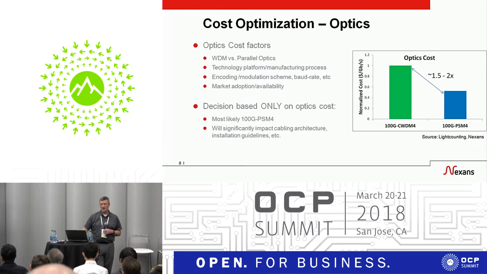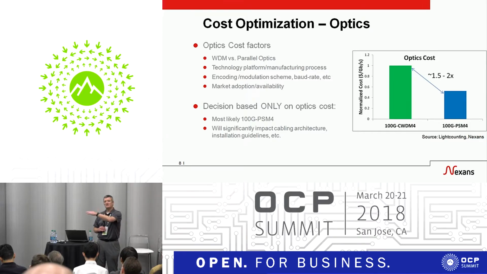If you look just at the optics here, what issues drive some of those costs? You're dealing with parallel optics versus wavelength division multiplexing. There can be encoding schemes that are put in there. There's also market adoption. So how available, what's the volume associated with that particular product? All of these things drive those price decisions. When we look at the data in the recent past, it would say that PSM4 is about 1.5 to 2 times less expensive than CWDM4.